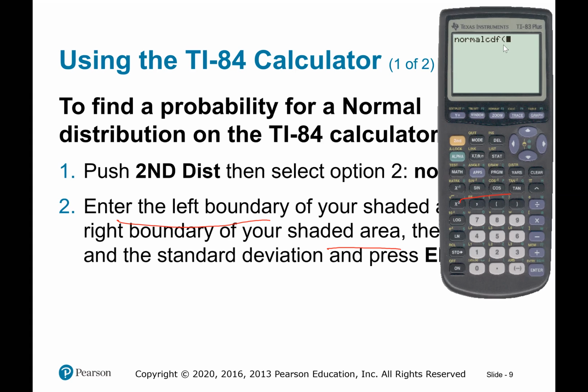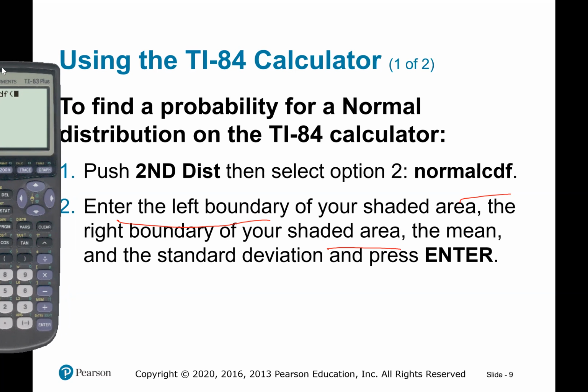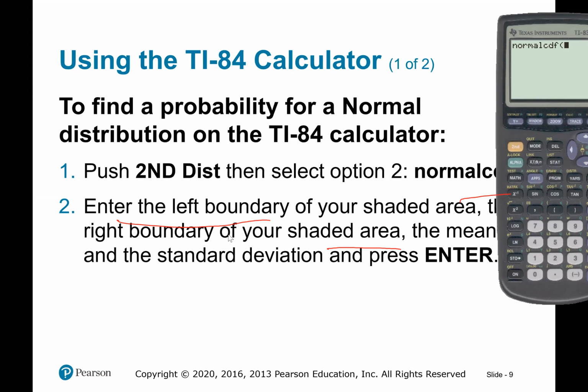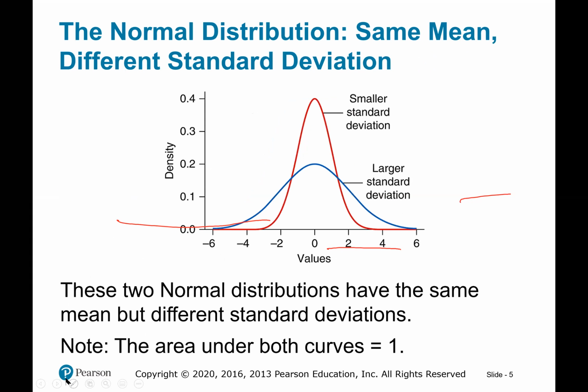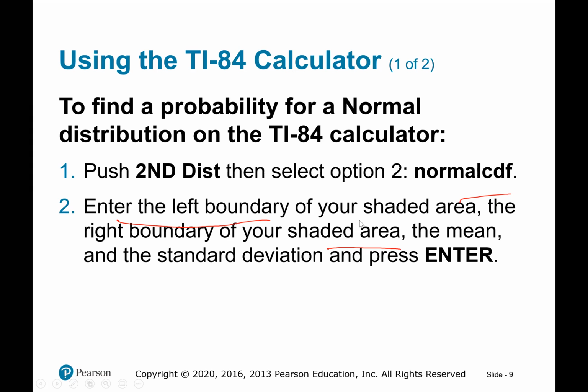Okay, so now you are trying to find the area under the curve of something. So let's see. Enter the left boundary of the shaded area, and then the right boundary of the shaded area, and then the mean and the standard deviation, and then press enter. Let me see if I missed anything. Here is an example. As you can see, firstly we enter the left boundary, and then the right, and then the mean and the standard deviation.